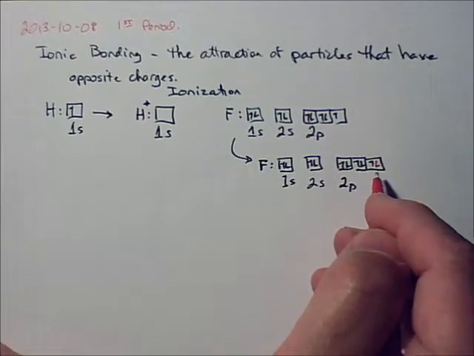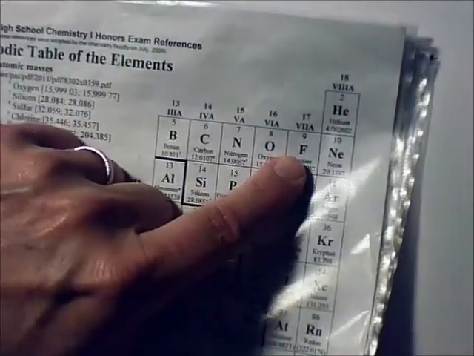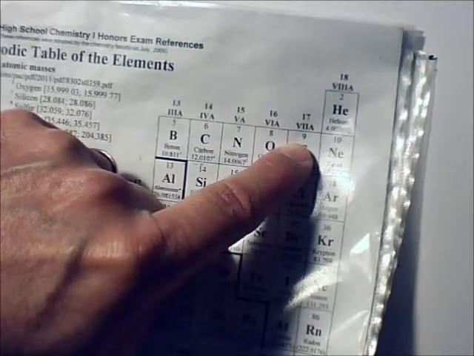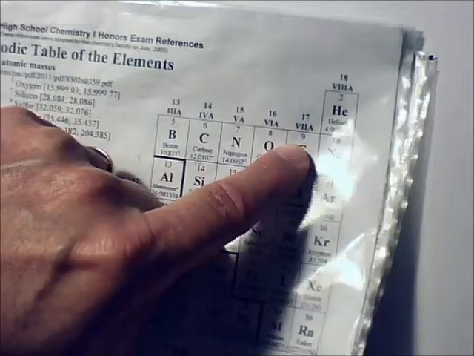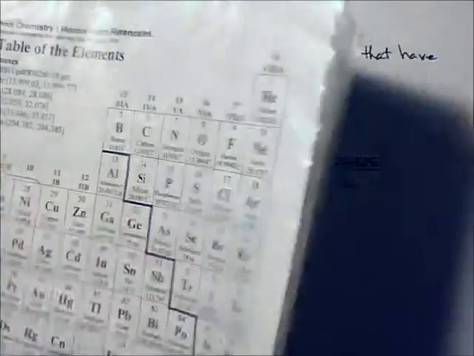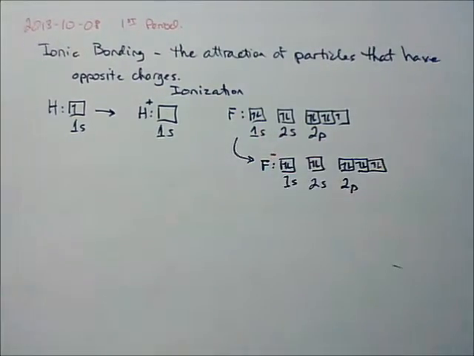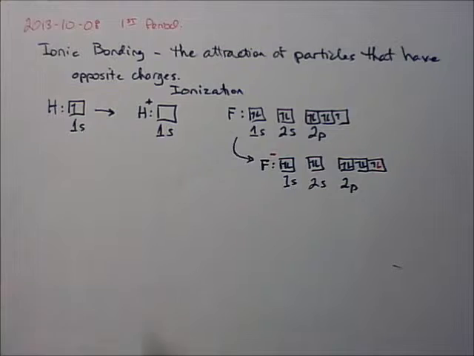But now if we add an electron on there, fluorine originally had 9 protons, so a fluorine atom also has to have 9 electrons, but this fluorine now has 10 electrons. So it has a negative charge, one more electron than protons. So we're going to put a negative charge on here. If you don't put the negative charge on there, it's not complete, and you lose points.